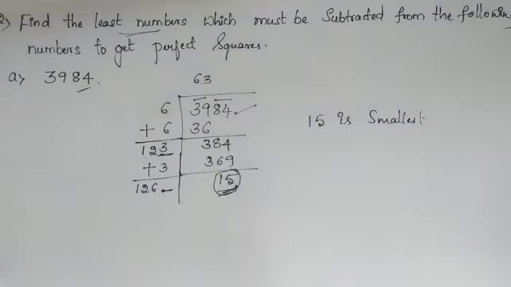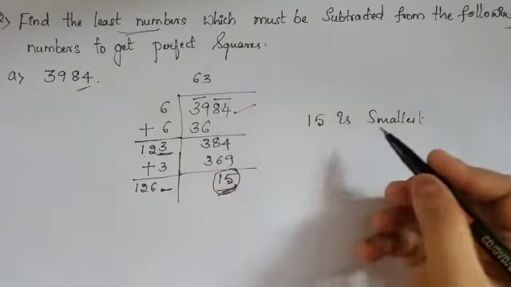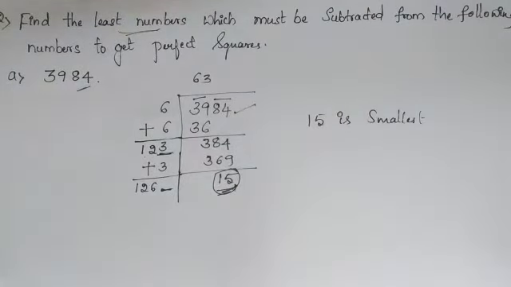Okay, so what is the answer for this? Which is the smallest number? 15 is the smallest number which must be subtracted from 3984 to get a perfect square number. Okay, so this is about the second problem. Similarly, let us go with the third one.